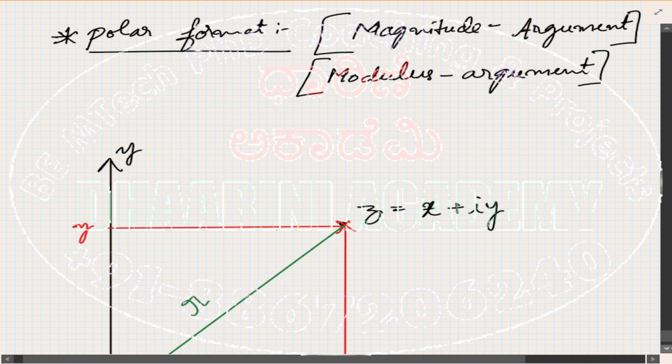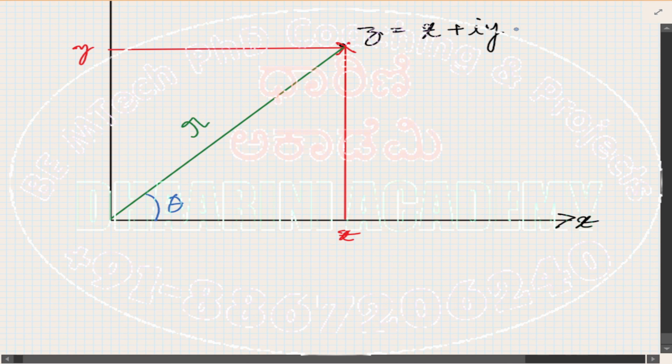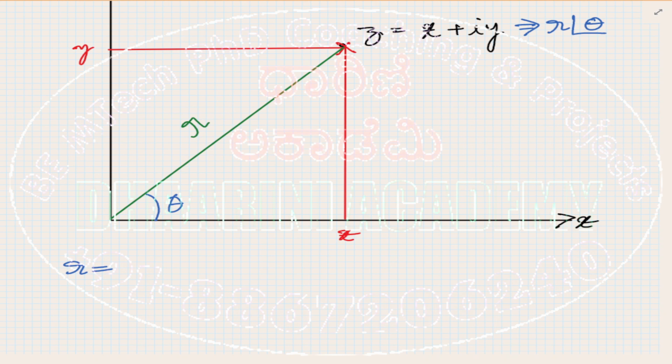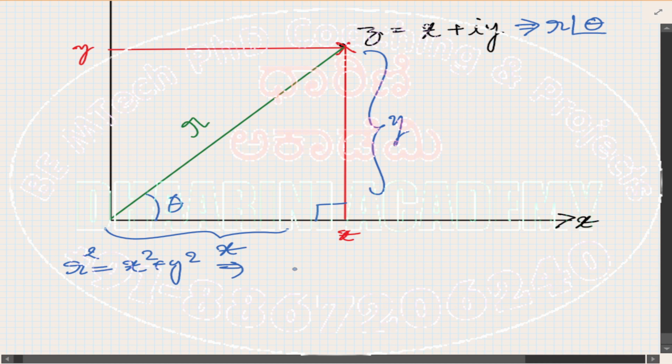So instead of using x and y, I can use r comma theta to represent this z. So this z is also represented as r angle theta. Here, let's find out how to represent r. If you recall, there is a 90-degree angle right here, so I can use the Pythagoras theorem. This is x, this distance is y, so r squared equals x squared plus y squared. This implies r can be found by taking the square root of x squared plus y squared.